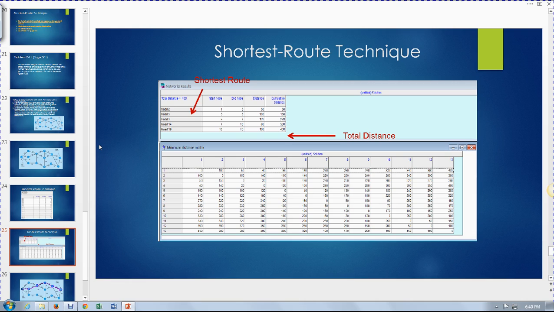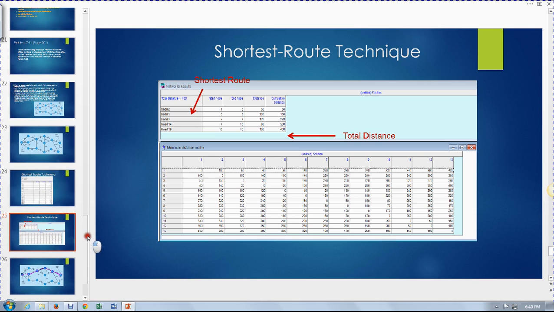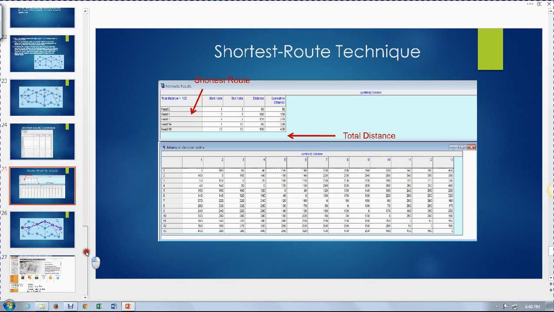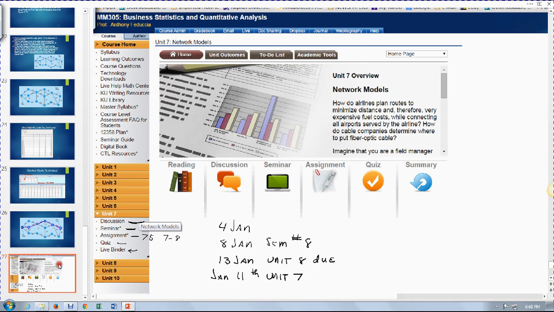That's the shortest route. Remember, for this one, we don't have to hit every node. All we want to do is find the shortest path between point A and point B. So you see, these aren't too difficult. You just have to take your time to do them, understand what the techniques do for you. Pretty self-explanatory. And again, make sure you remember these dates.